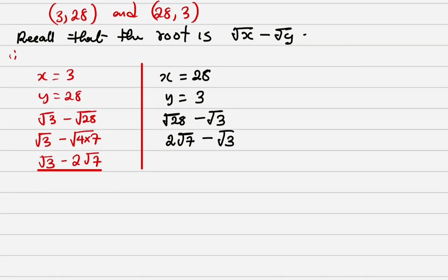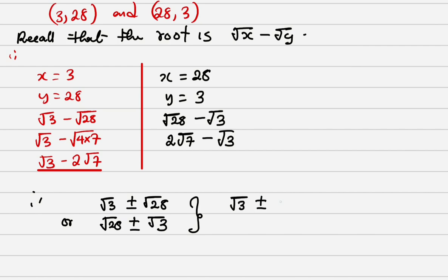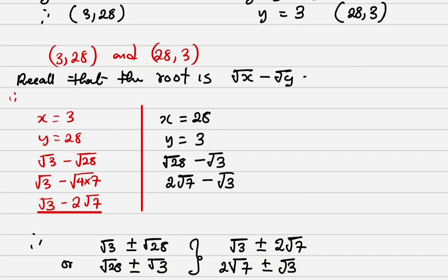But sometimes you can actually summarize everything so that we have maybe root of 3 plus or minus root of 28, or you can just say root of 28 plus or minus root of 3. Of course, this is the same thing as saying root of 3 plus or minus 2 root 7, or 2 root 7 plus or minus root of 3. So that is how to actually do it. Now, this is how to find the square root of a compound surd.